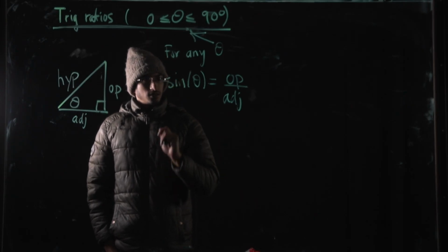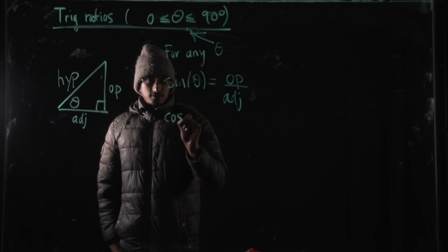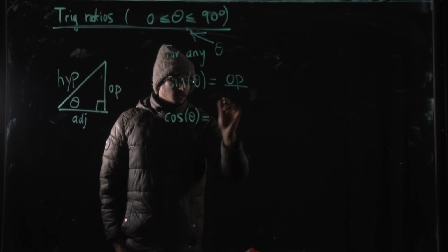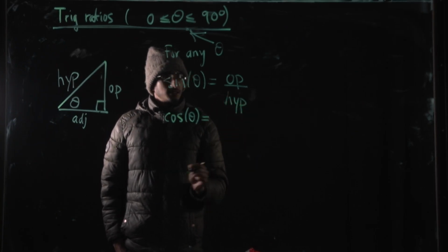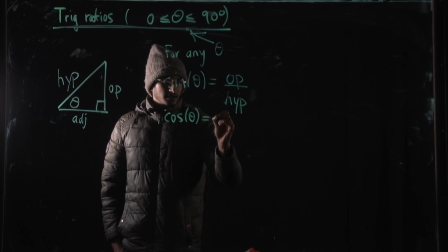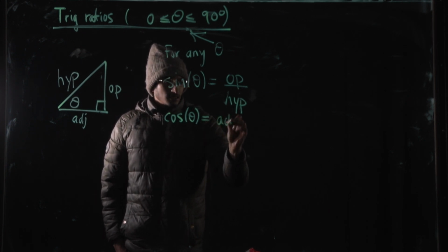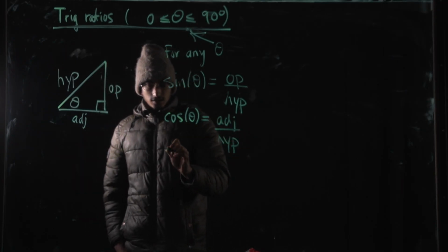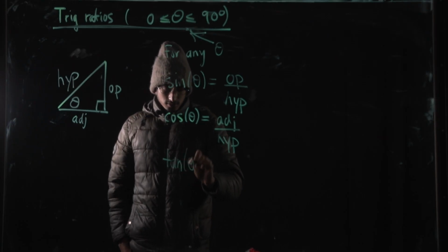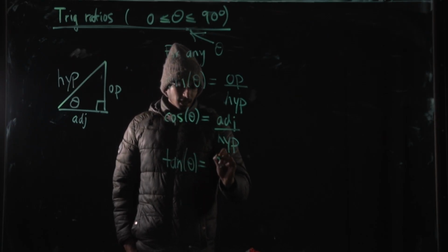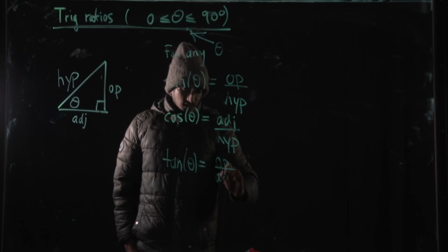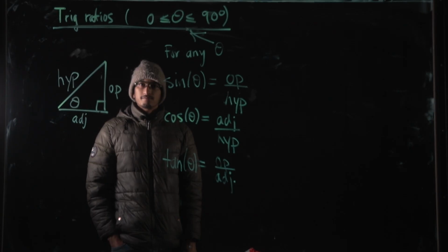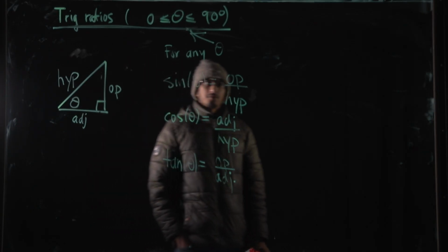Great. The cosine of theta is the, I meant to write down the hypotenuse over here, not the adjacent side. Cosine of theta is the adjacent side over the hypotenuse. And the tangent of theta is the opposite side over the adjacent side. Great. Let's look at a few important examples.